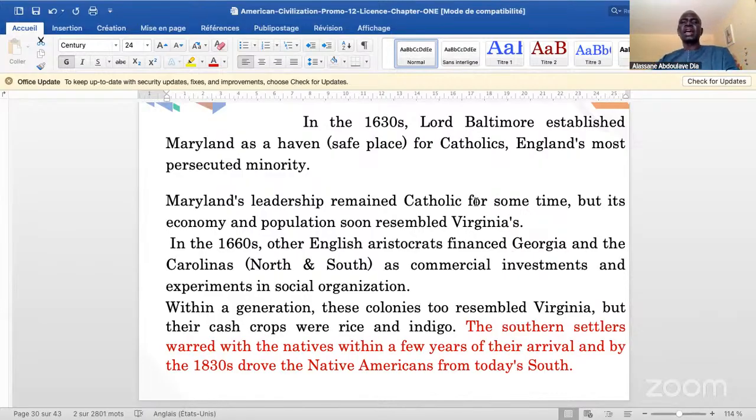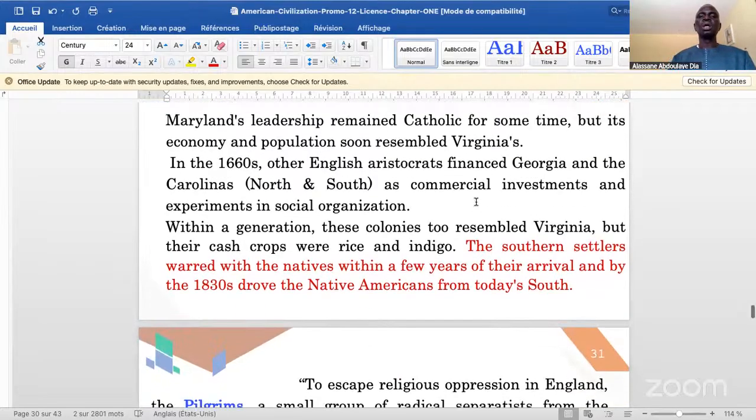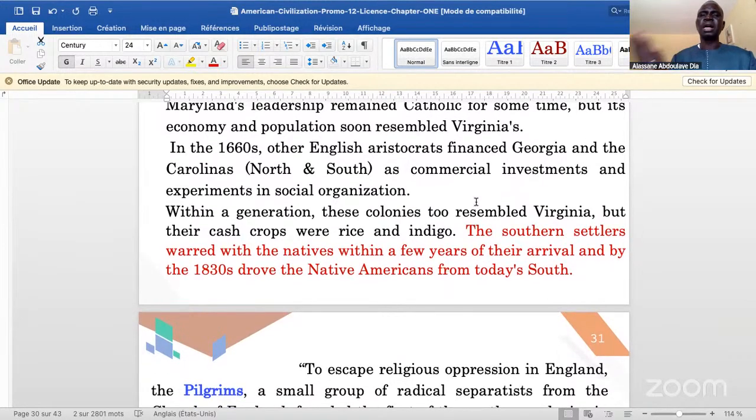Maryland was a haven, it means a safe place, a safe shelter, for Catholics, the most persecuted minority in England. So Maryland's leadership remained Catholic for some time. So the Catholics in America were more concentrated in Maryland at that time. But its economy and population soon resembled Virginia. Maryland and Virginia are neighboring colonies. So there was a resemblance between their population and their economy.